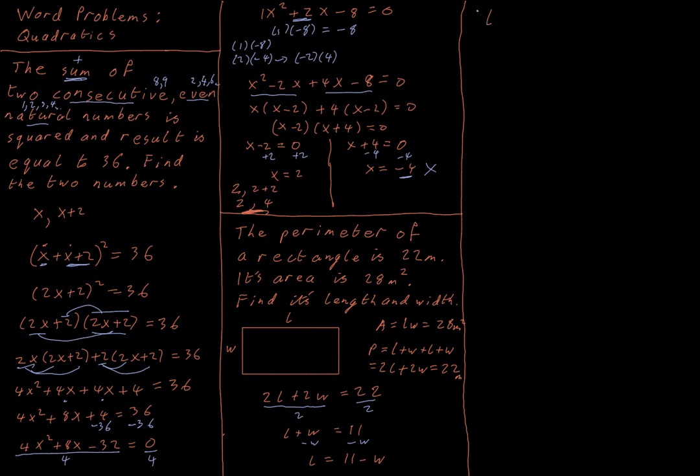So the area is equal to length times width, which is equal to 11 minus W times W. This is our way of describing the length times the width, which is going to be 28, as we're told in the question. So now I see I'm going to end up with a quadratic. I'm going to end up with 11W minus W squared is equal to 28. Now this is a quadratic, but it's not in the right order. So let's rearrange it so that we have it in the right order.